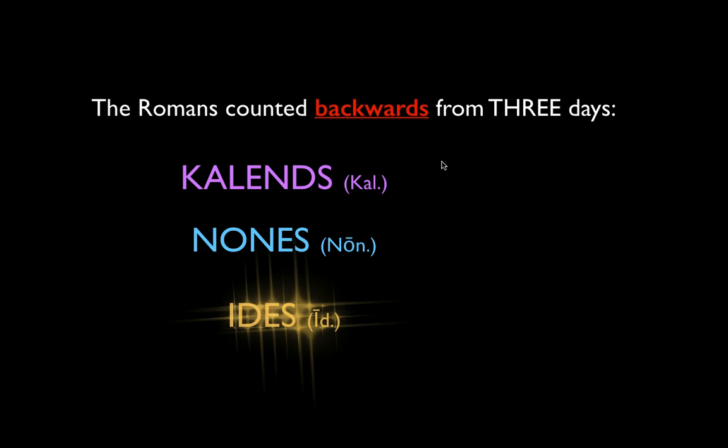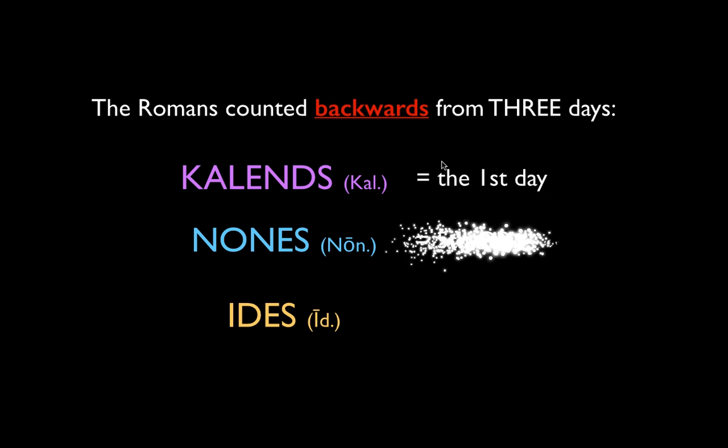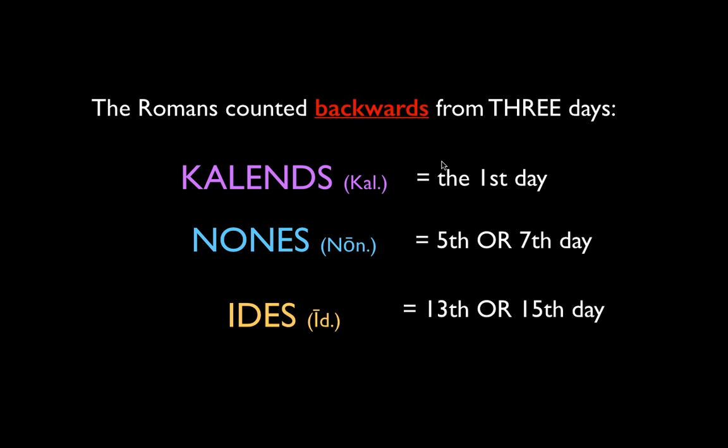Now, they would count backwards from 3 days, but it's easier to think of it as a countdown. They had 3 very important days of each month: the calends, the nones, and the ides. Calends, which is where we get the term calendar, is always the first day of the month. The nones and the ides change depending on the month. If the ides is on the 13th, the nones is on the 5th. If the ides is on the 15th, the nones is on the 7th. And if you're like, whoa, what? There's already way too much to think about, don't worry, you will get a little rhyme to help you remember.